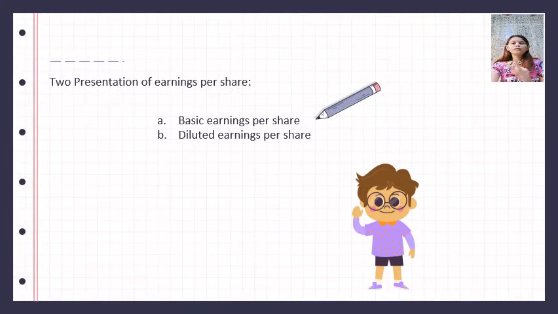There are two presentations in computing the earnings per share, and the first one is the basic earnings per share. Basic earnings per share tells investors how much of a firm's net income was allotted to each share of common stock. It is reported in a company's income statement. It is especially informative for businesses with only common stock in their capital structure.